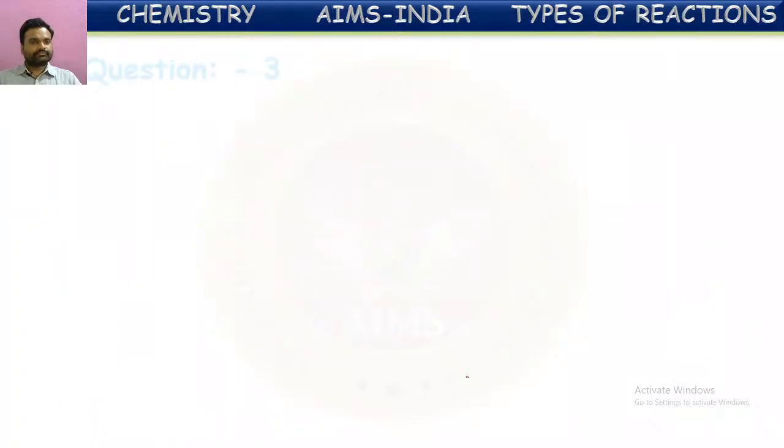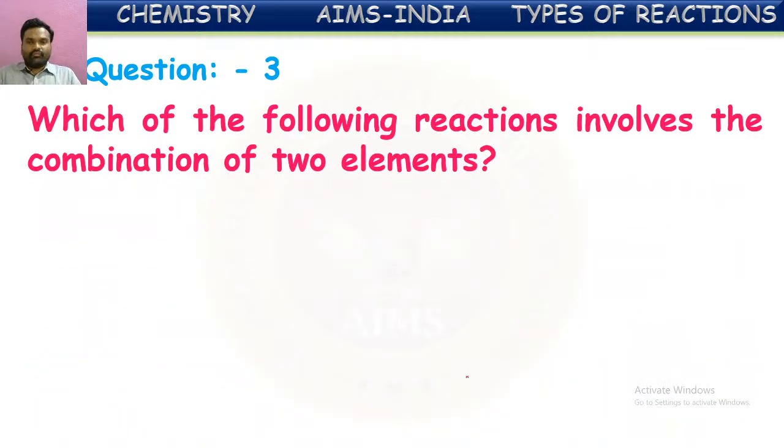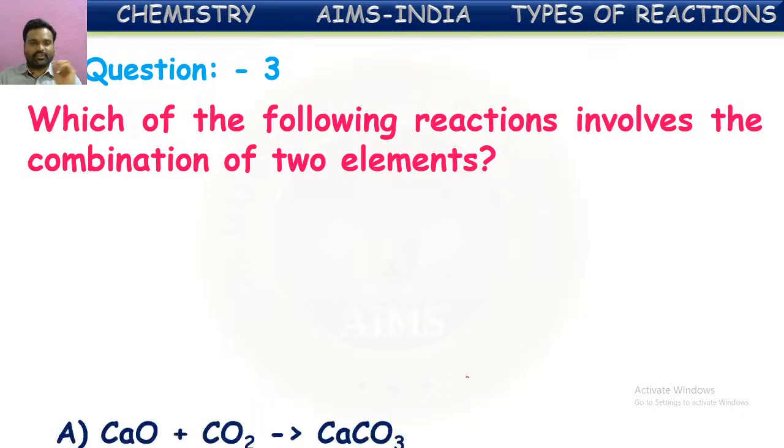Next question. Which of the following reactions involves the combination of two elements? We have seen while discussing combination reactions that there are three kinds of combinations: combination of two elements, combination of two compounds, and combination of an element and a compound. Here they are asking, out of the given reactions, which is the combination of two elements.